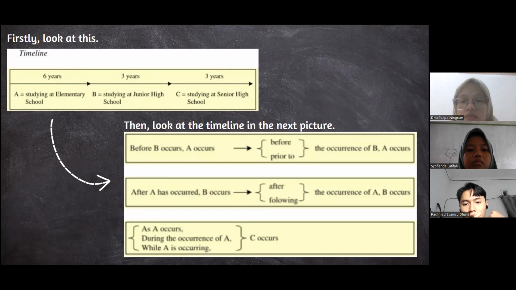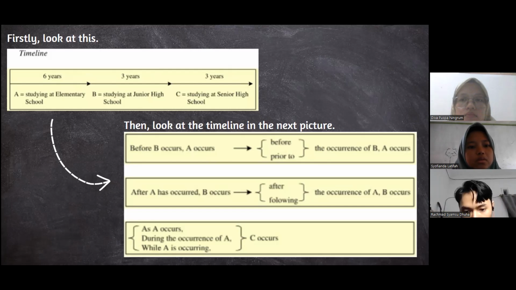And then these are the two words that you can use for the "before" part. The first words are before and prior to. The example is: before the occurrence of B, A occurs. And then: prior to the occurrence of B, A occurs. And then the next part. After A has occurred, setelah A terjadi, B occurs.